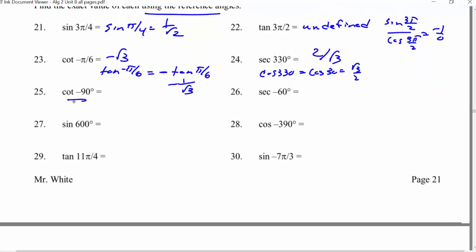The cotangent of negative 90. See, now tangent and cotangent have issues, so with negative 90, if you think of the tangent of negative 90, which is sine over cosine, negative 1 over 0, which is undefined. If you flip that over, though, that's 0 over negative 1, that's 0.